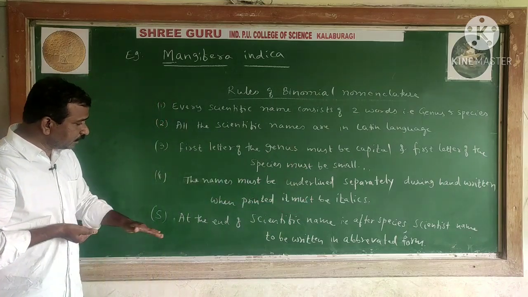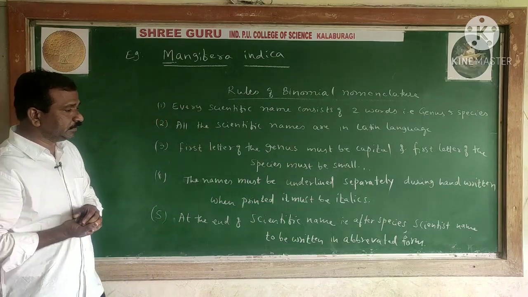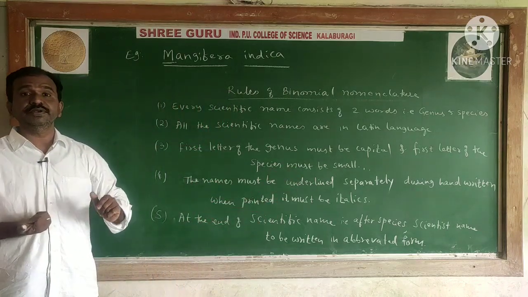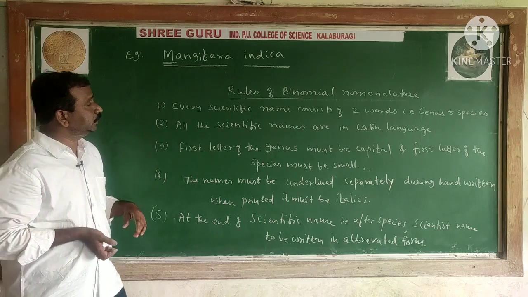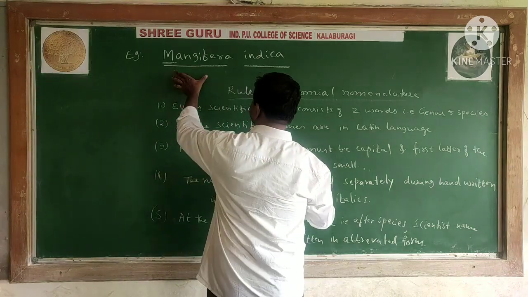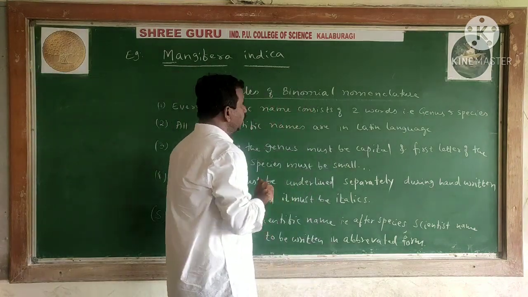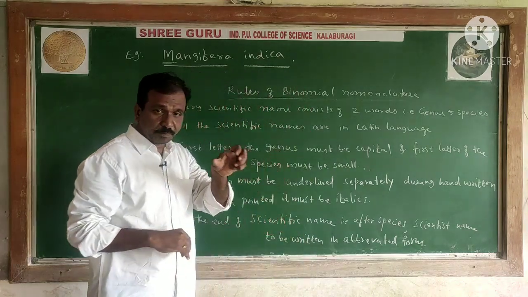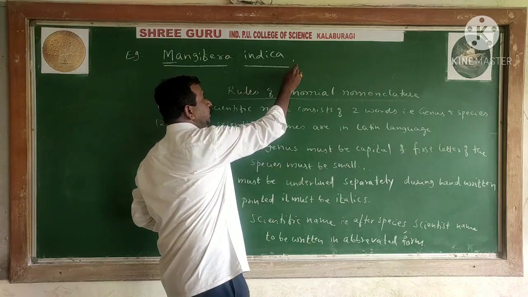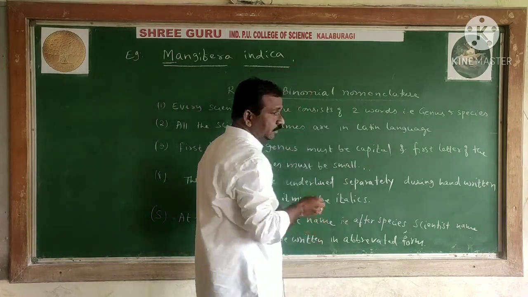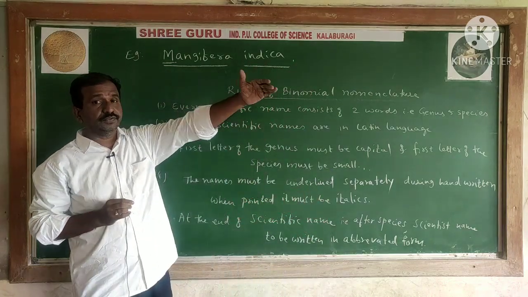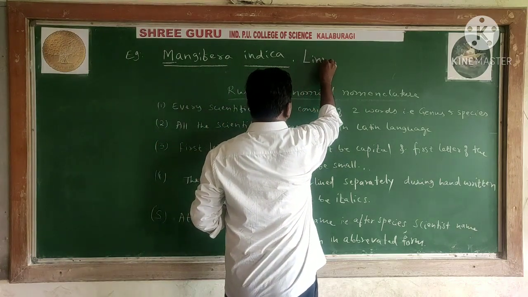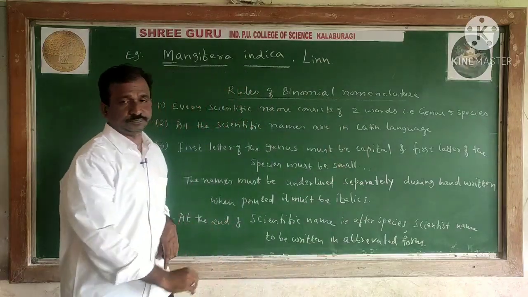Right, next. At the end of the scientific name, that is after spaces, the scientist name has to be written in abbreviated form. For example, Mangifera indica is there. Mangifera indica na yaro hesaritta. Who has proposed this name, and then the scientist name bari. For example, Linnaeus et cetera. Doddu bari baru, Carolus Linnaeus. So now we have to write here, dot lin in abbreviated form.